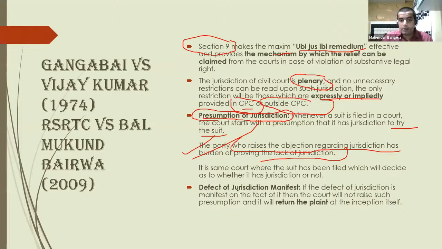Now, the question was, what if the defect of jurisdiction is manifest? For example, a subject matter is situated in Mumbai and you are filing a suit in Chennai, then what? The court held that if the defect of jurisdiction is manifest, then the court can return the plaint. It can return the plaint and the party can file it before the appropriate court. The court can return the plaint under Order 7, Rule 10.